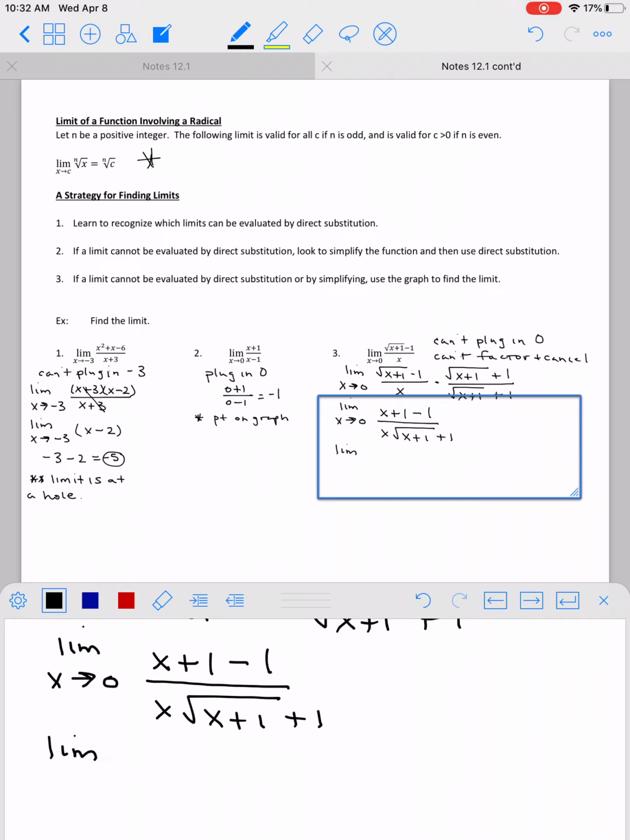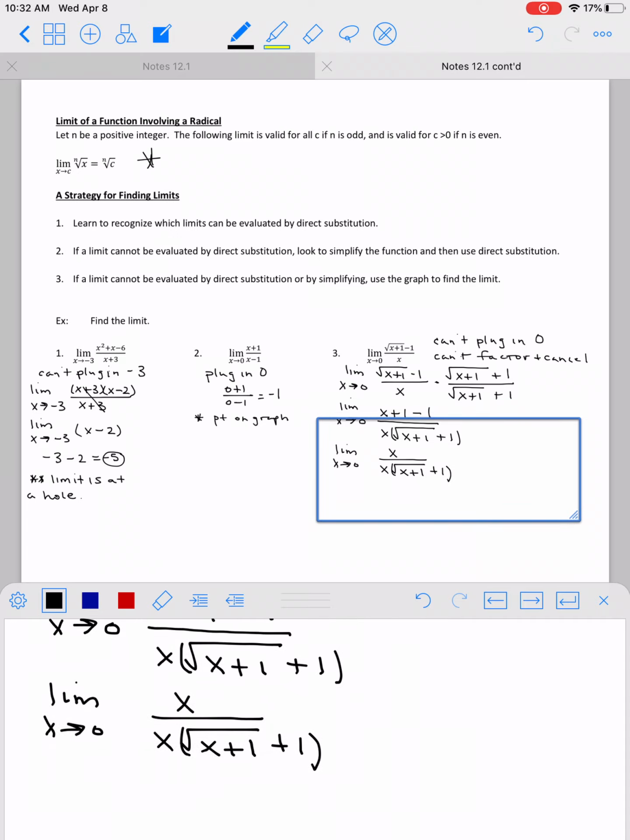So now on the top, a 1 and a -1 is a 0, so that's an x over x times the quantity, square root of x plus 1, and then plus 1. And remember here, probably a good idea to put parentheses around this so that we don't get confused. Okay, now what happens? Those cancel. So limit as x approaches 0 of 1 over square root of x plus 1, plus 1.